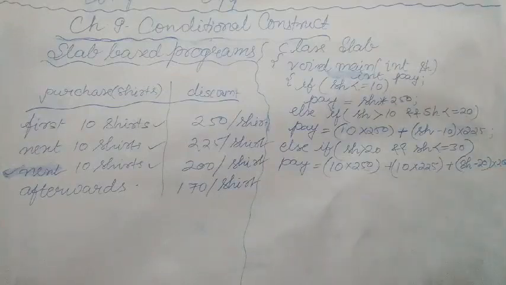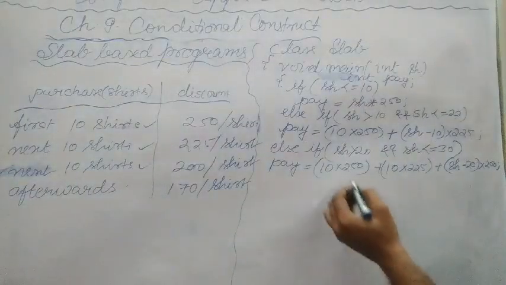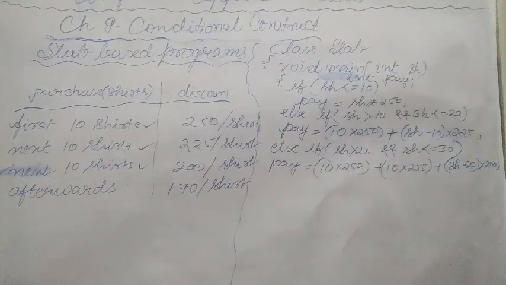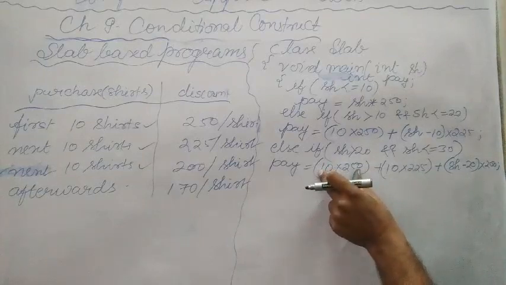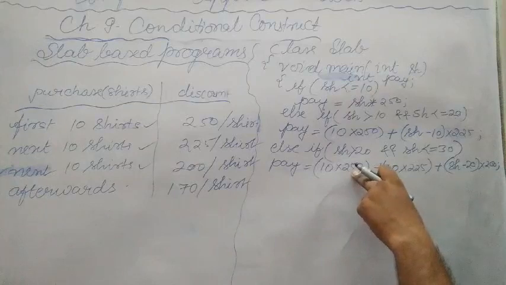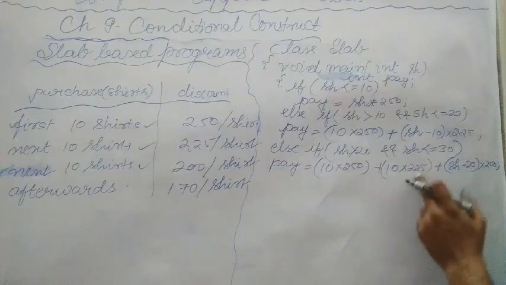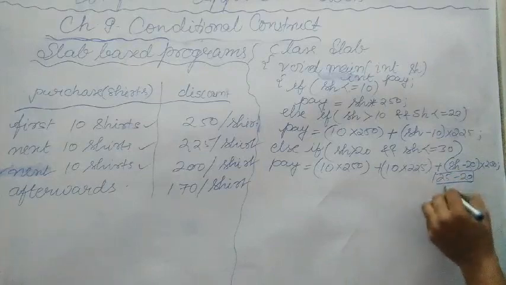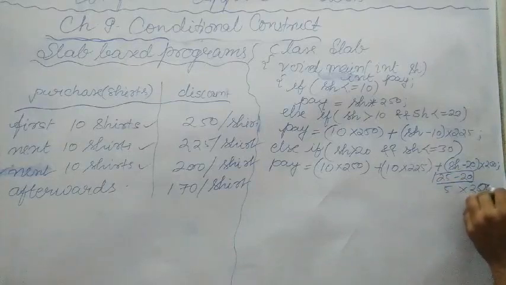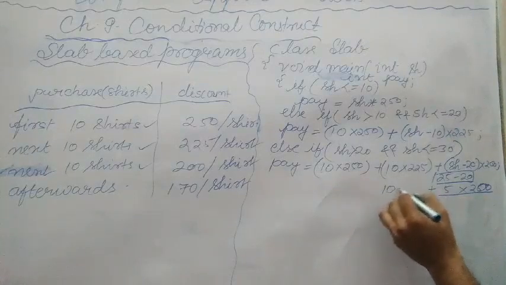Now try to understand this logic. What is happening here? Suppose I have taken 25 shirts. So for 25 shirts, the starting 10 shirts' price will be calculated with 250 rupees. Next 10 shirts will be calculated with 225, and whatever remains, 25 minus 20, how much is it coming? 5. So only 5 will be calculated with 200. So do you know what will happen? What result will come? This way your result will come.